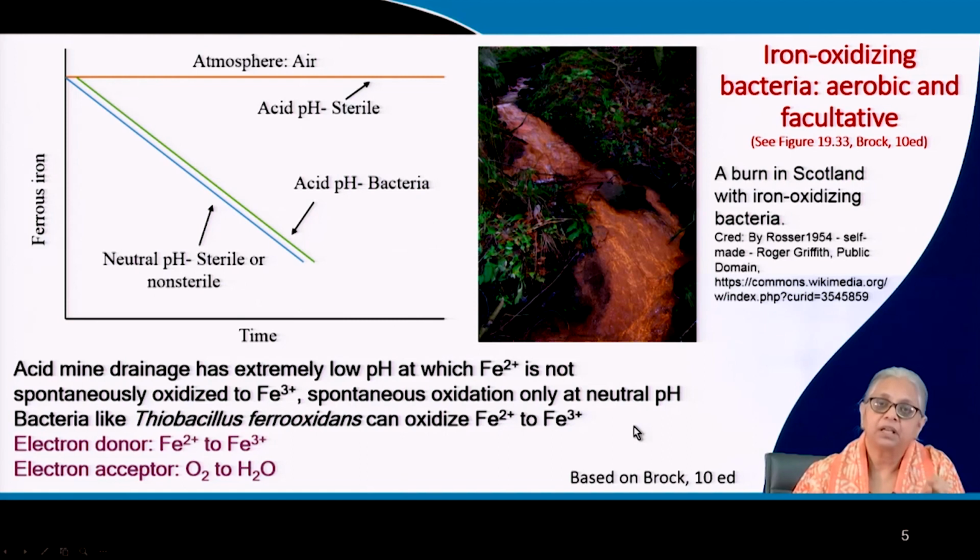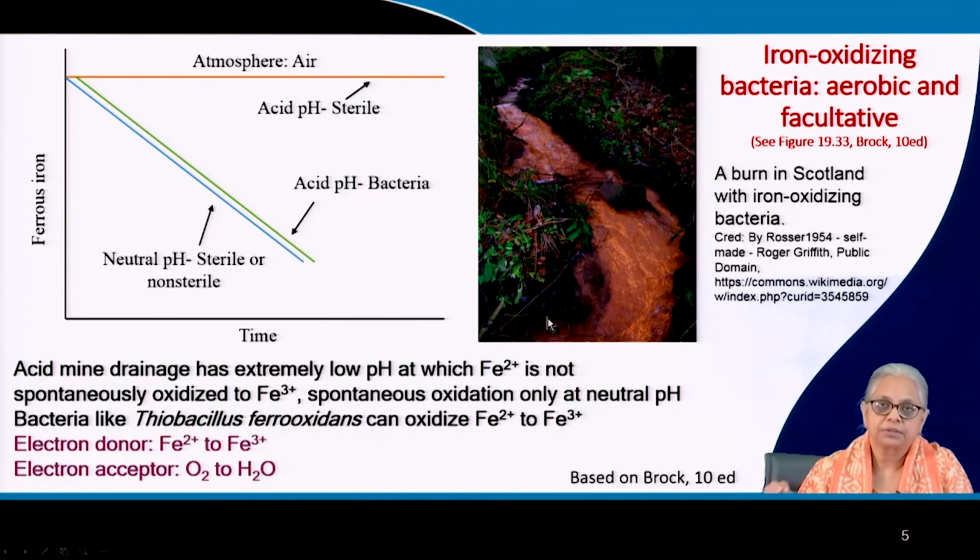Now acid mine drainage is a whole different story, because we have pH that is close to 2. It's no longer a spontaneous chemical reaction. Instead, it is a biologically mediated reaction, and this particular reaction cannot be mediated by any bacteria. There are specific species of bacteria. In this example that is shown, it's Thiobacillus ferrooxidans, and that is responsible for oxidizing Fe2+ to Fe3+.